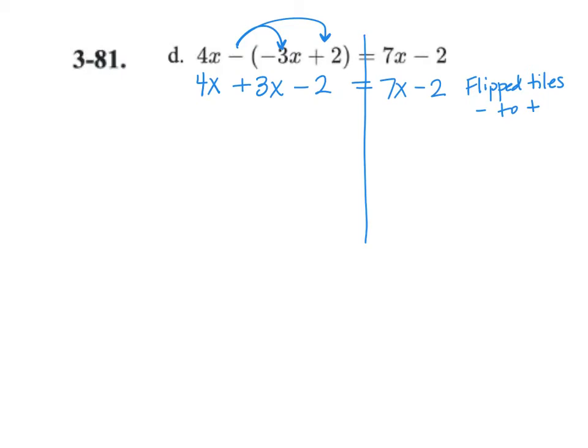Okay. Now on the left-hand side here, I see I have 4 x tiles plus 3 x tiles. I'm going to combine them. So I have 7 x tiles and 2 negative unit tiles on the left. And on the right-hand side, I also have 7 x tiles and 2 negative unit tiles. Again, to get here, I combined my like terms.